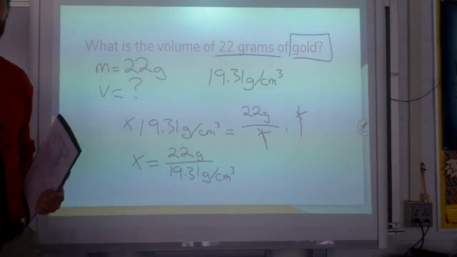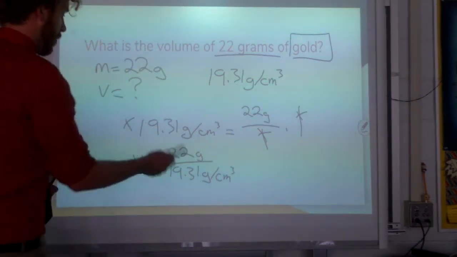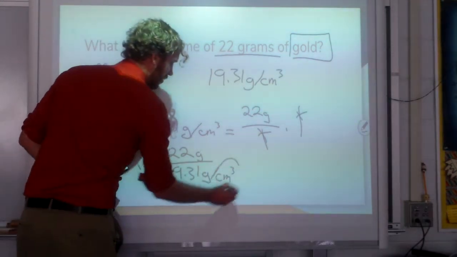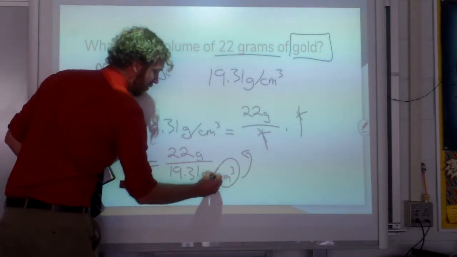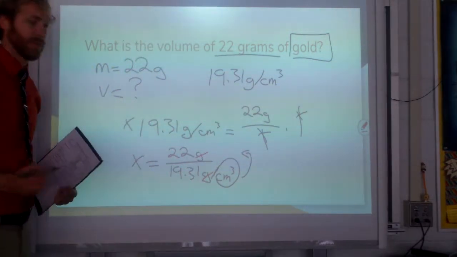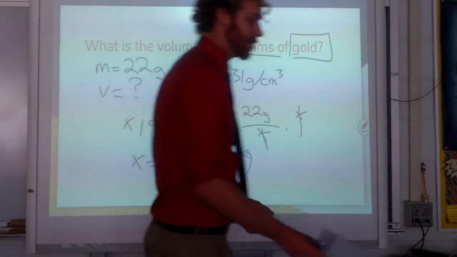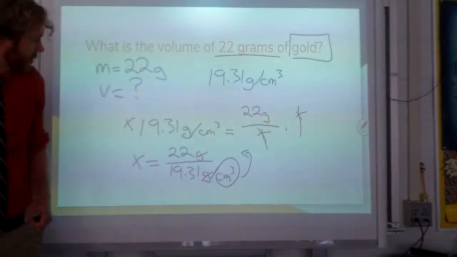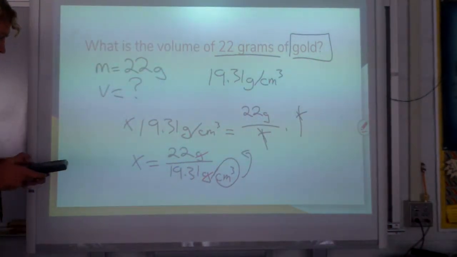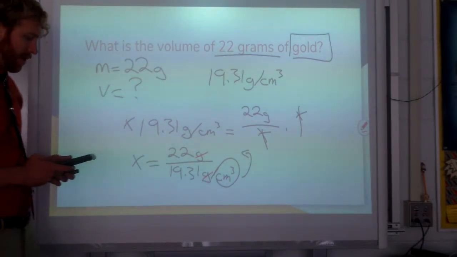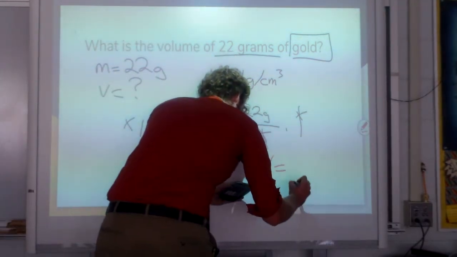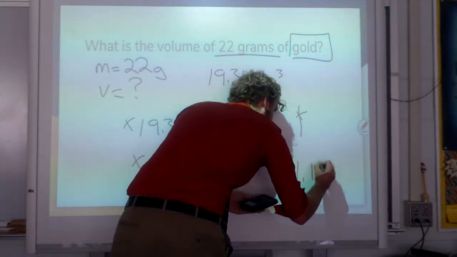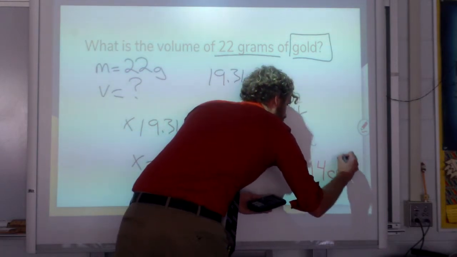When you ever have a grams per centimeter cubed on the bottom, this centimeters cubed can go up to the top. We're going to get rid of our units of gram, plug it into our calculator, and get our answer in centimeters cubed. So we'll do 22 divided by 19.31, and that gives us our answer. So our volume is 1.14 centimeters cubed.